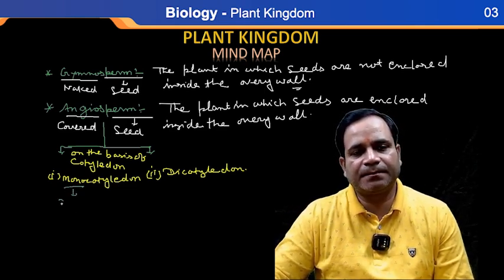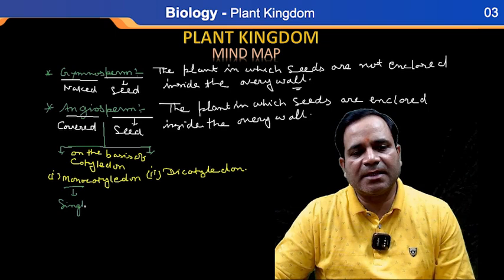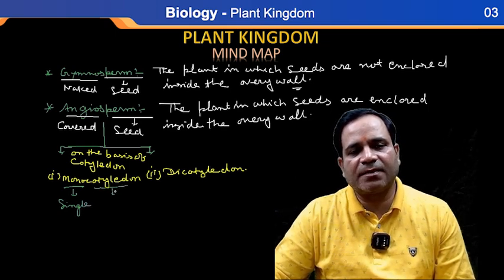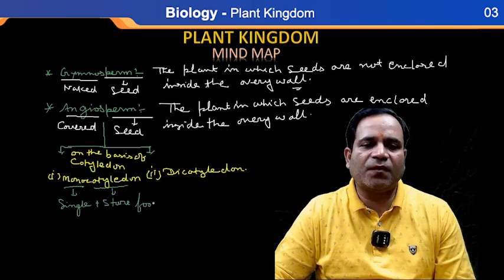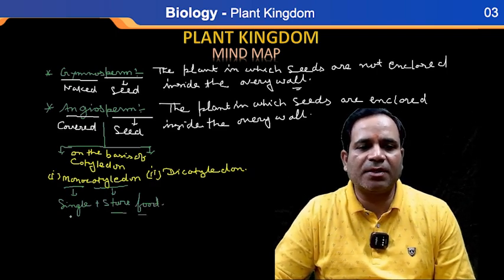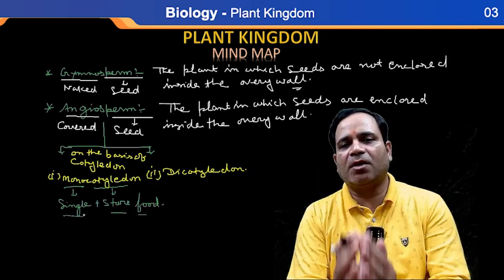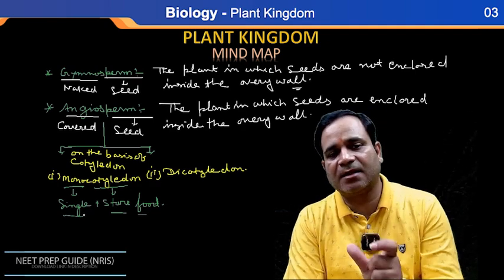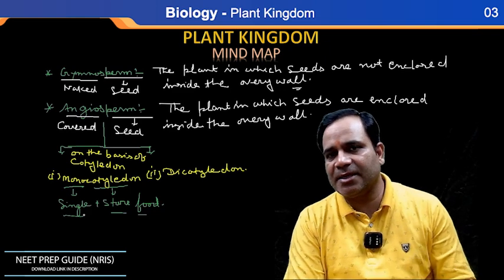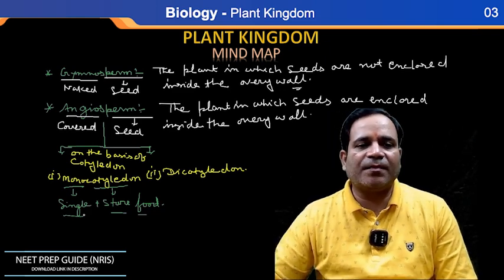Single. Mono means single. Cotyledon, that is stored food. Cotyledon means stored food. So here I'm going to say monocotyledon. It means the plant which has only a single cotyledon, that is single stored food, right? So this one is the example.